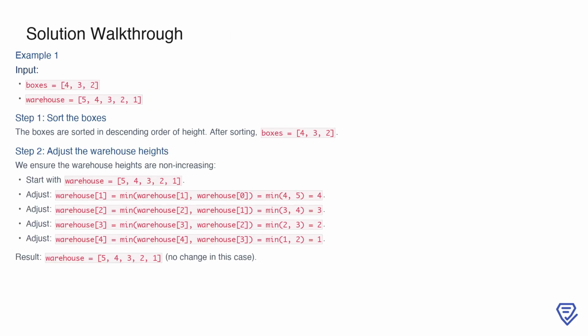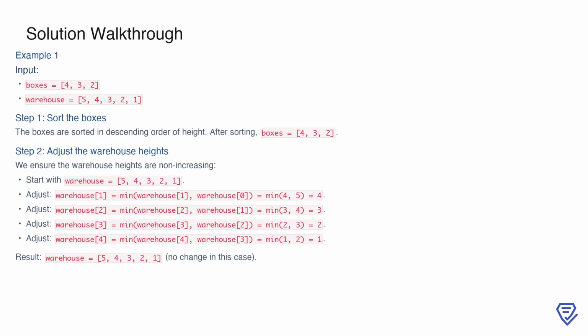To solve this problem, we begin by analyzing the given example. The input consists of an array of boxes with heights 4, 3, 2, and a warehouse with heights 5, 4, 3, 2, 1. The first step is to sort the boxes in descending order of height, which in this case results in no change as the boxes are already sorted 4, 3, 2.